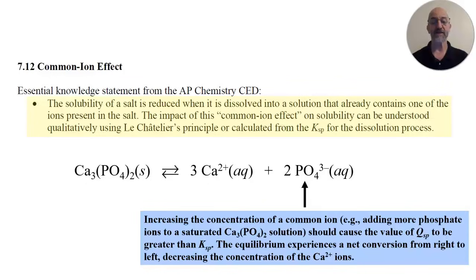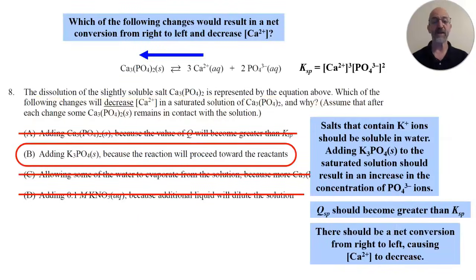adding more phosphate ions to a saturated calcium phosphate solution, would cause Q to be greater than KSP. There would be a net conversion from right to left, decreasing the concentration of the calcium ions. So that's why choice B was the correct answer to question 8.